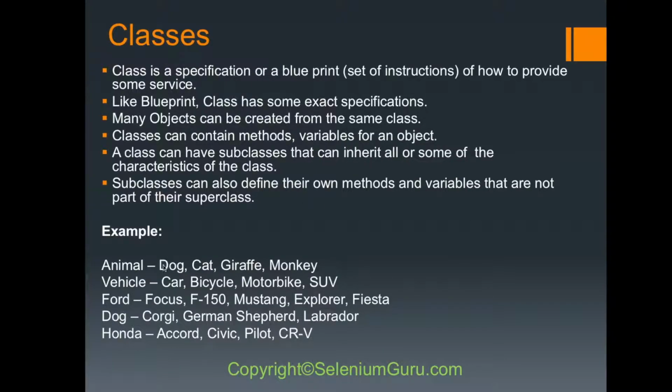For instance, let's say the example is animal. If I have an animal class, I can have subclasses, for instance dog, cat, giraffe, and monkey. All these four have the same basic characteristics, because if it's an animal, it's like a blueprint. These four different animals have similar characteristics, however they have different unique characteristics as well. So these four child classes inherit properties from the animal class and have their own unique properties.